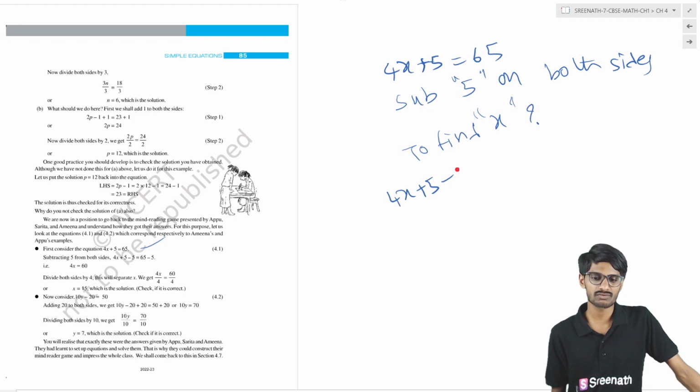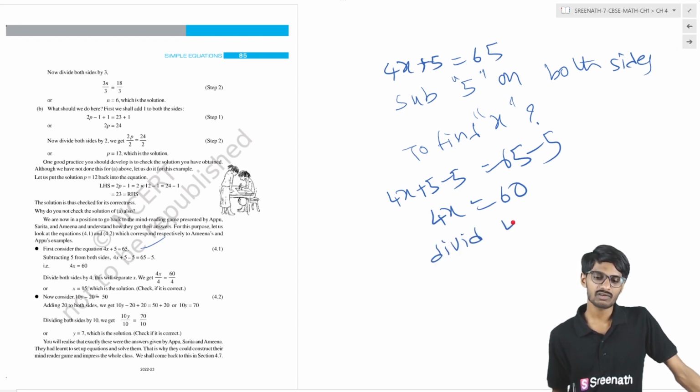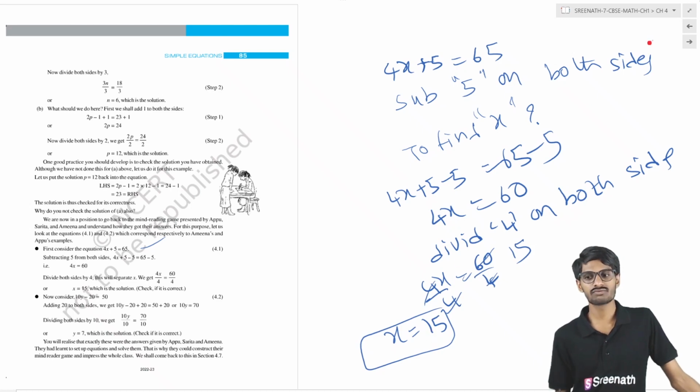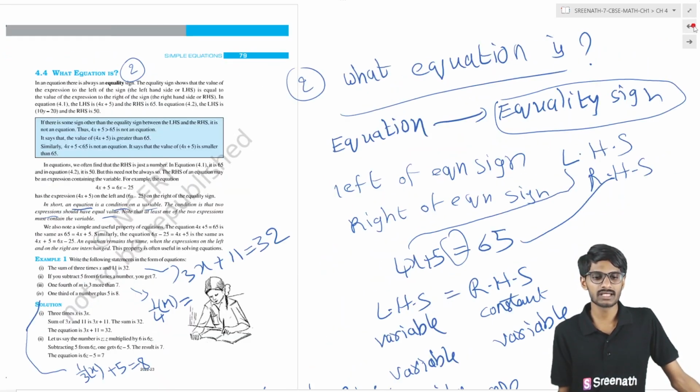4x plus 5 minus 5 is equal to 65 minus 5. What is the answer? That is 4x equal to 60. Next, what do you have to do? Divide by 4 on both sides. So 4x by 4 is equal to 60 by 4. Then the 4 cancels, and we get 15. So x equals 15. Finally, the number is 15.